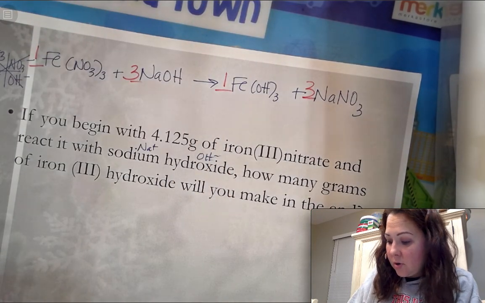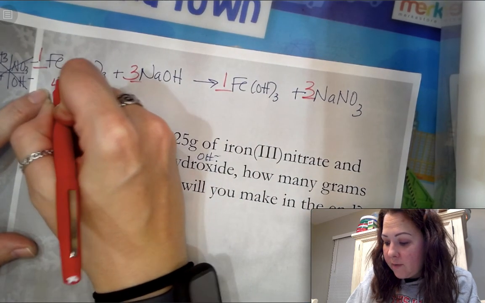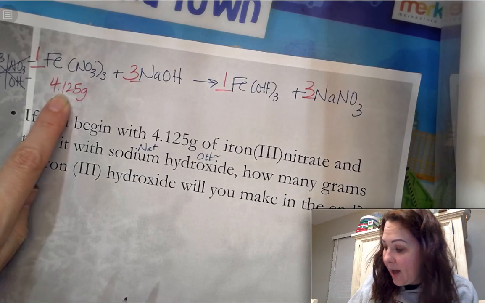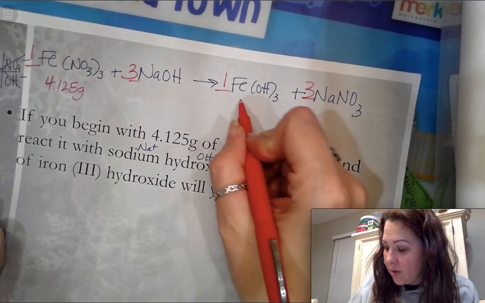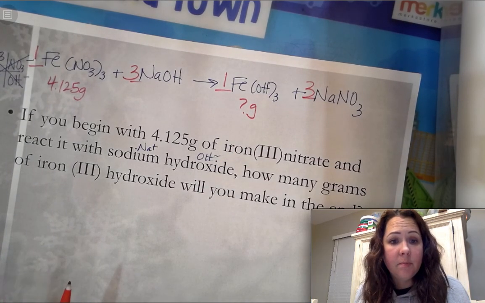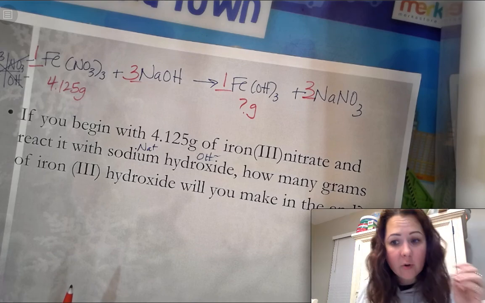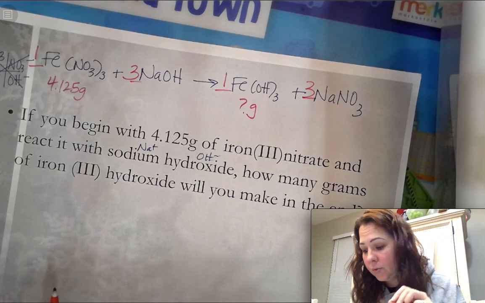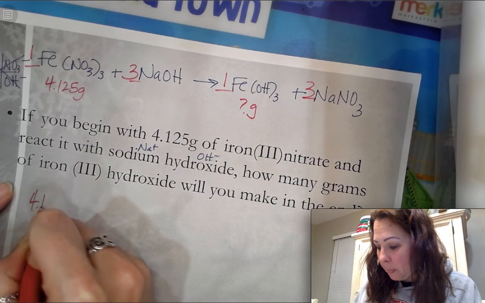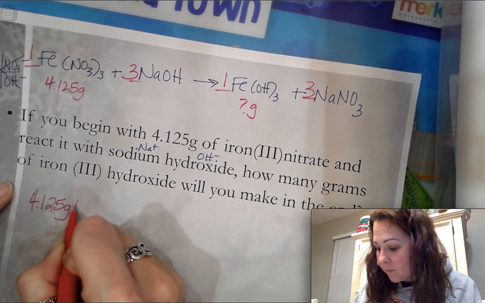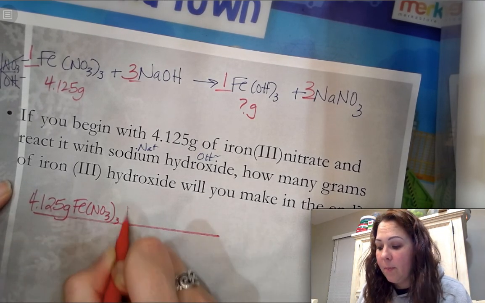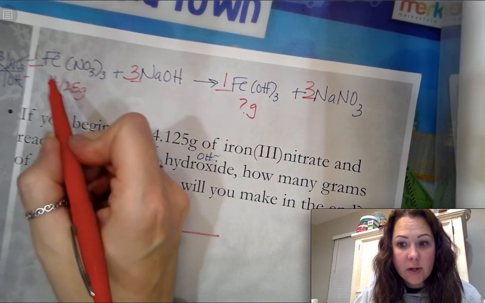This one says that I'm starting with 4.125 grams of this. I want to know how many grams of sodium hydroxide I'm going to make in the end. So this is a gram-to-gram problem. If you have grams, you have to get rid of grams to go to moles because we have to do the mole-to-mole ratio. So start with the number that's given in the question. To get rid of grams, I have to know the molar mass of my iron 3 nitrate.